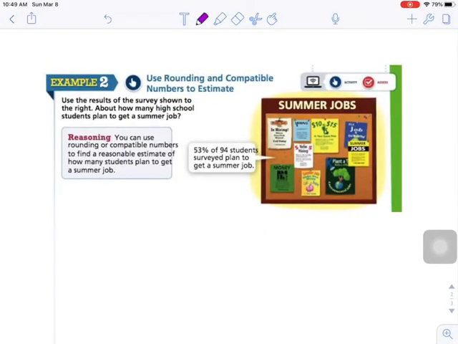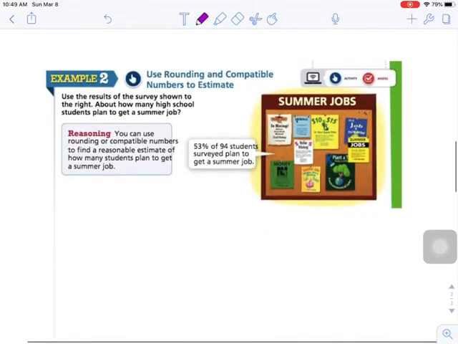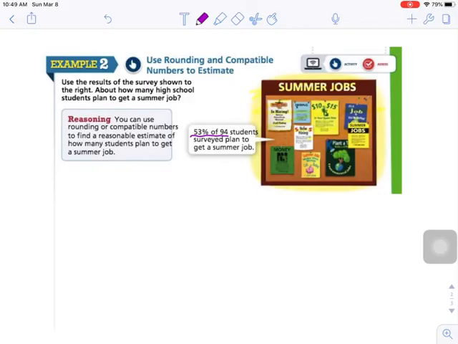So example 2 says, use the results of the survey shown to the right, about how many high school students plan to get a summer job. So we have all of our summer jobs up here, and it says 53% of 94 students surveyed plan to get a summer job. Okay, and we're going to do this in 2 ways. I'm going to show you guys a new way after we practice the way that we've been doing it. So I want you guys to go ahead and estimate. So we have 53% as our part, and then our whole is our 94 students. So I want you guys to go ahead and estimate about how many students are going to plan to get a summer job.